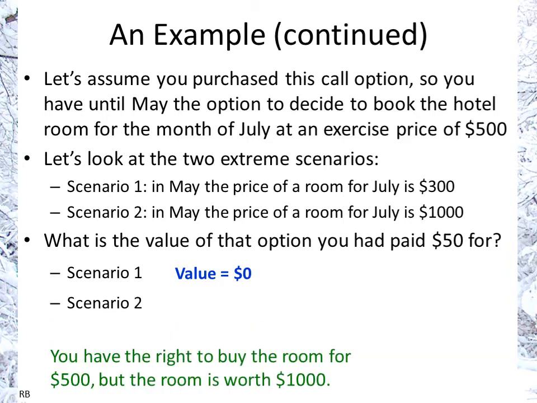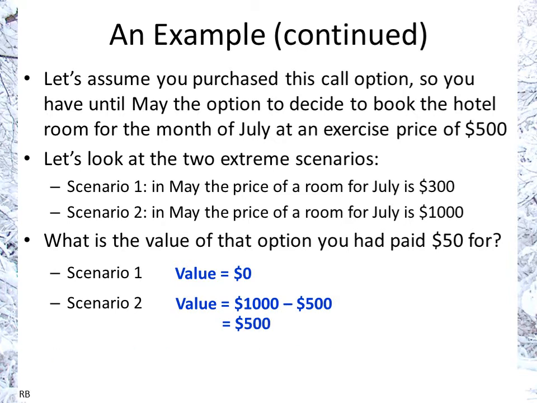Now, the second scenario, you have the right to rent the room for $500, but the room is worth $1,000. Now you realize that your option has good value because you can buy the room that's worth 1,000, but you only pay 500 for it. So the value of that option is 1,000 minus the 500, so it equals $500, because that is the difference in value between what you actually have to pay and what the room is worth. So that's the value of the option.